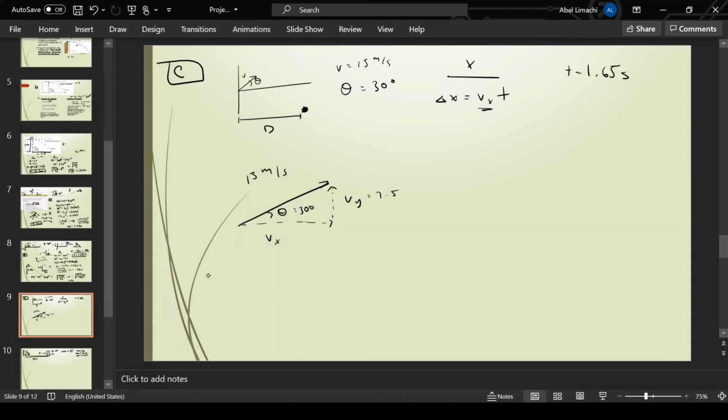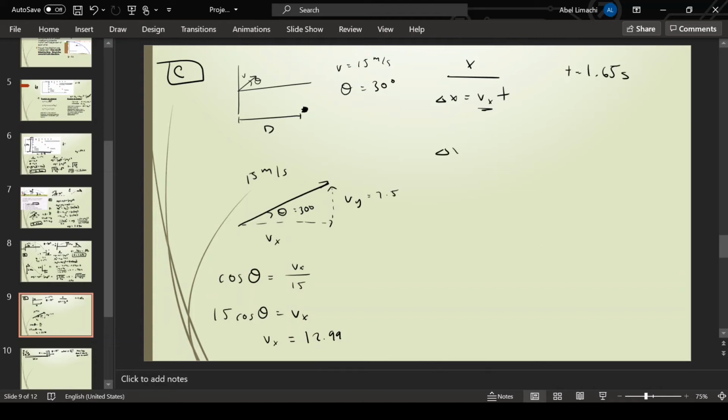So now if we do the cosine of this theta angle, we get the adjacent, which is Vx over 15. 15 cosine theta is equal to Vx. So now 15 cosine of 30 is going to be equal to Vx, which is equal to 12.99. And I'm going to leave it like that because I know some of y'all would want to round up to 13, but no, I'm going to trigger all of you guys.